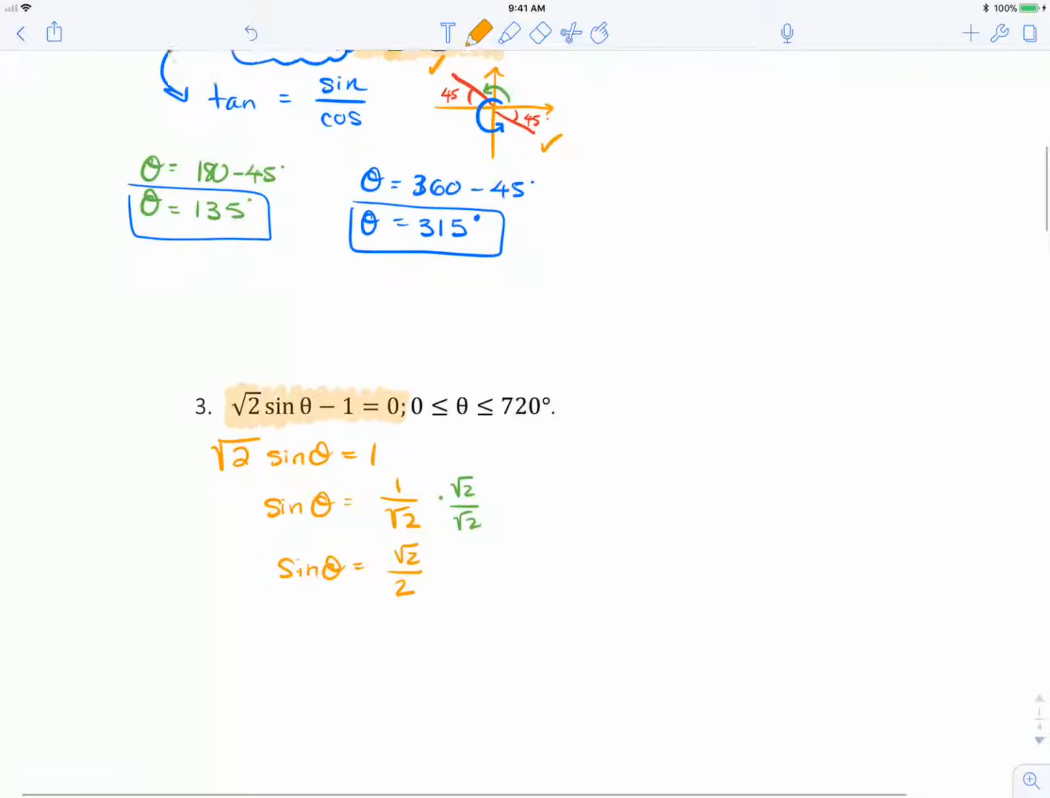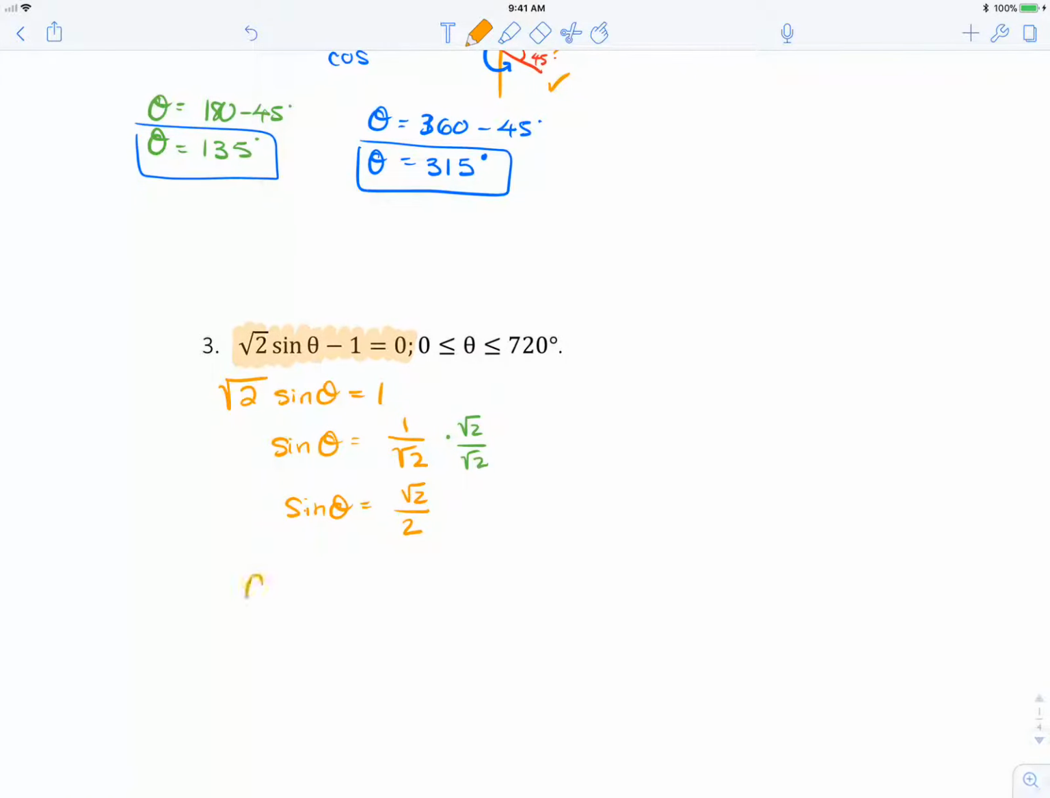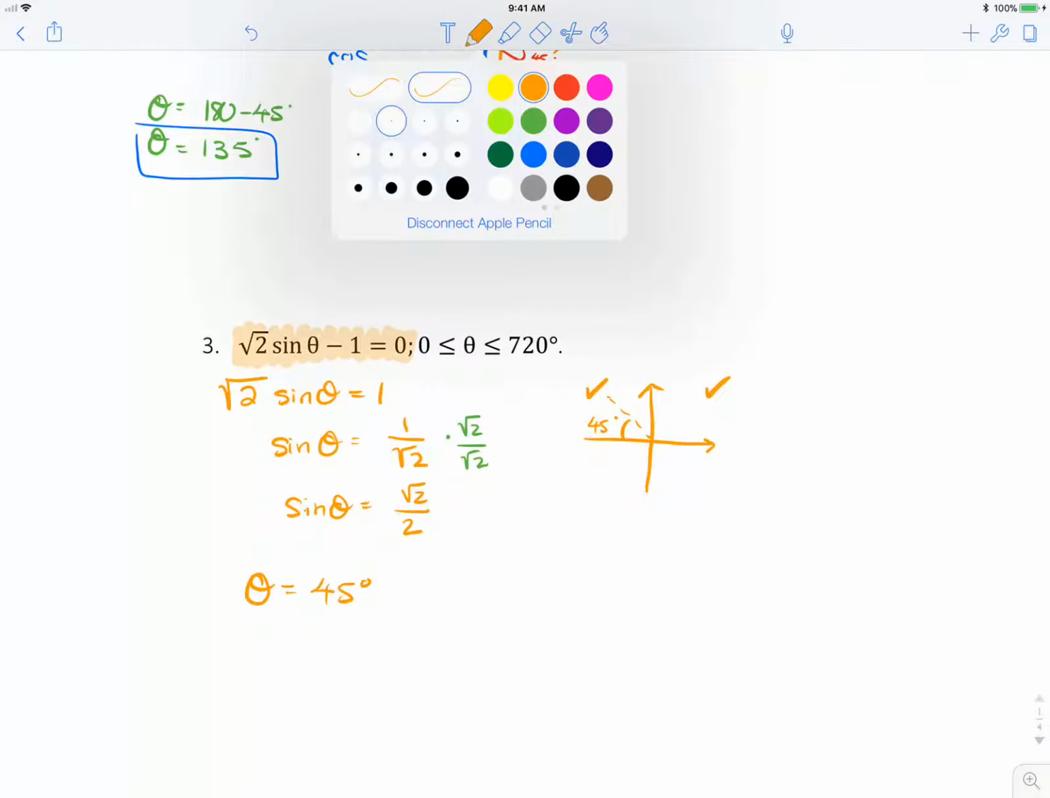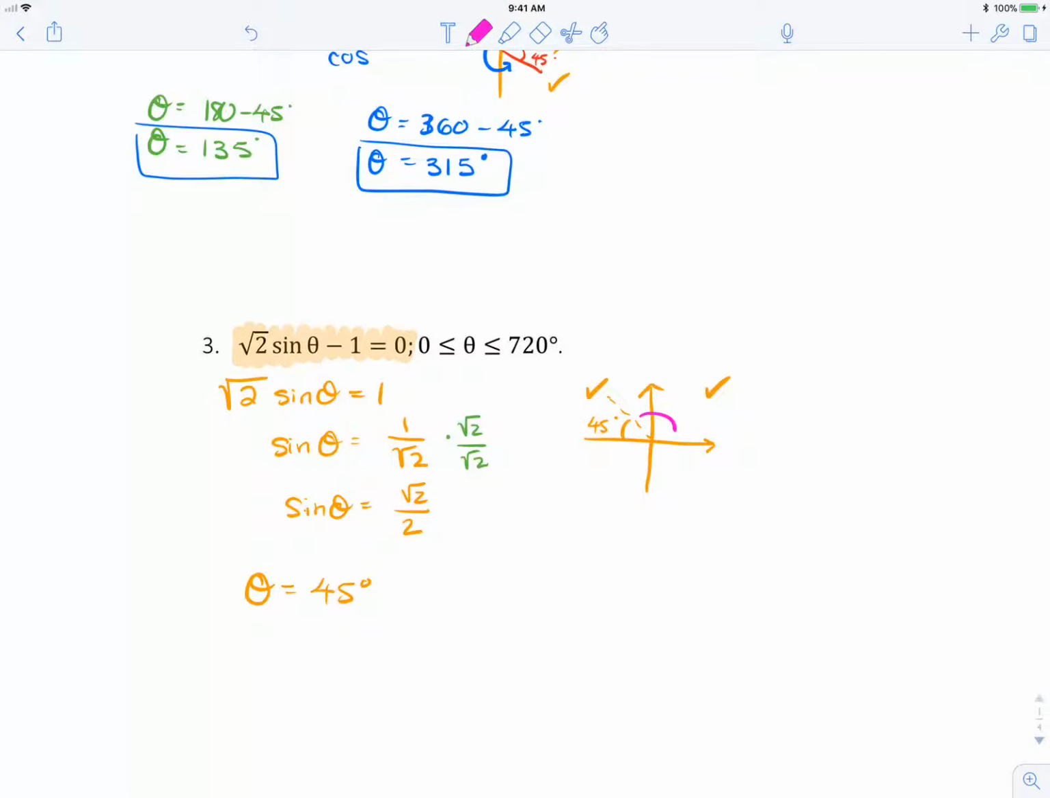So when does this happen? Well, we just said that happens at the 45s. 45 degrees. But I know I want my sine to be positive. So I'm looking here and here to find my other reference angle. 180 minus 45, which gives me 135. So woohoo! Those are my two solutions.